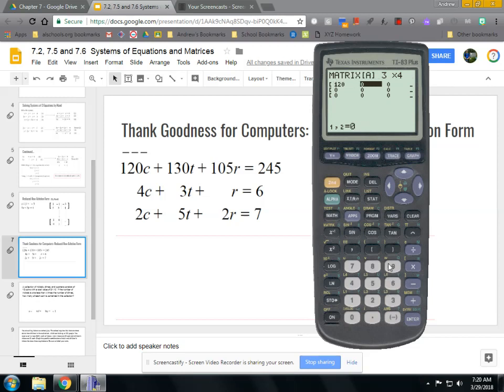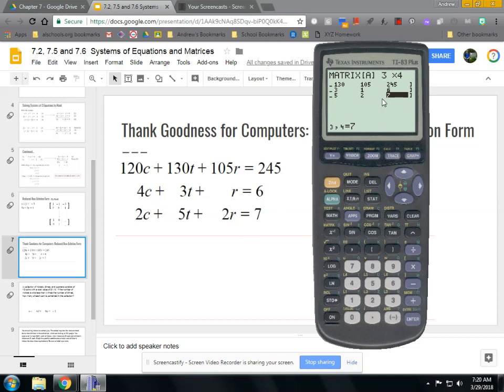So I'm going to have 120, the first one, 130, the second one, 105, 245. I'm just pushing enter. I'm doing this on my keyboard, but you do 4, enter, 3, enter. Here there's no number, but it'd be like 1R. We have 1 and 6, 2, 5, 2, and 7. All right, so I entered all these numbers into my matrix here.